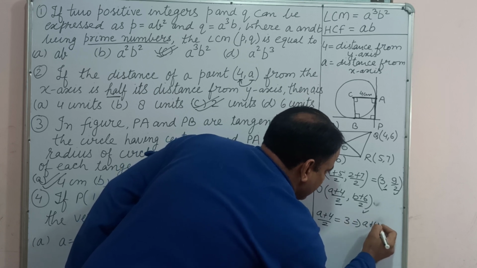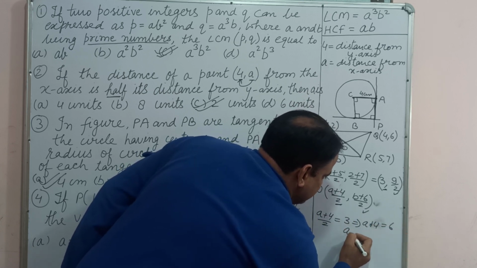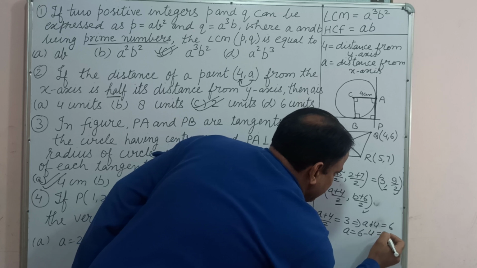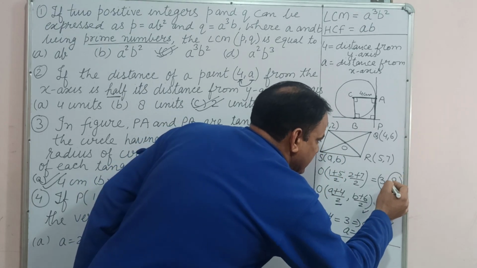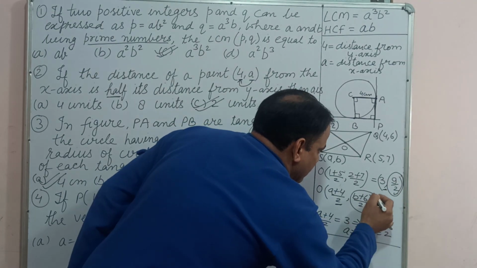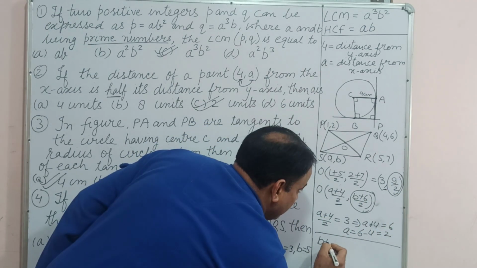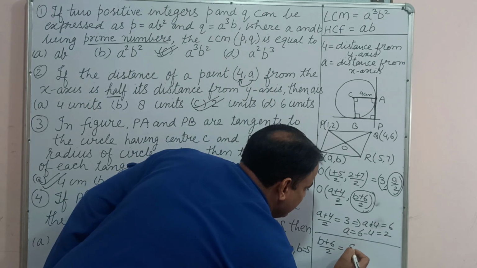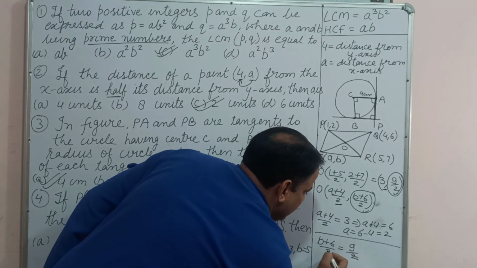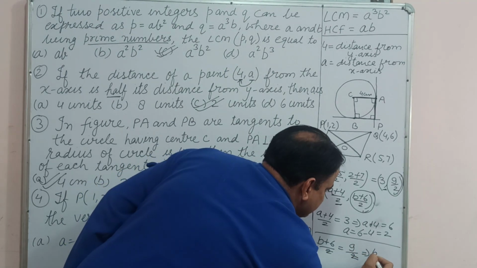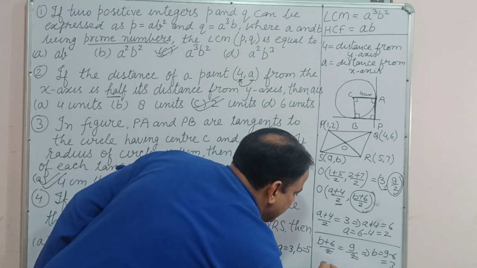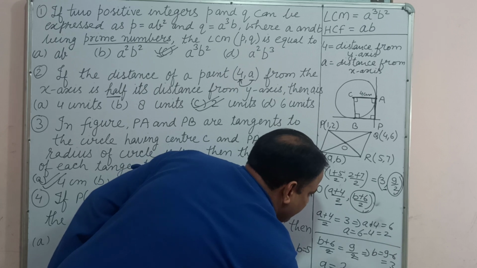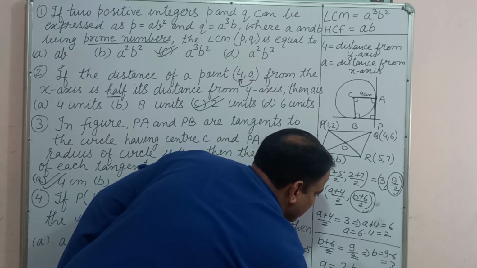A plus 4 equals 6, so A equals 6 minus 4, that is 2. By comparing this to this, we can write B plus 6 by 2 equals 9 by 2. Cancelling 2 by 2, B equals 9 minus 6, which equals 3. So we can say that A equals 2 and B equals 3.